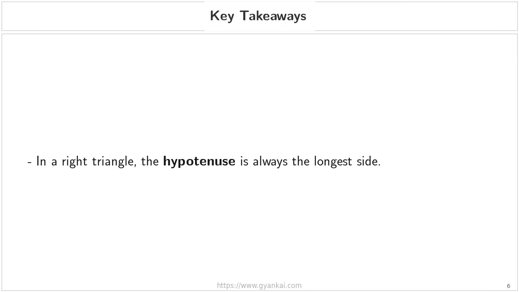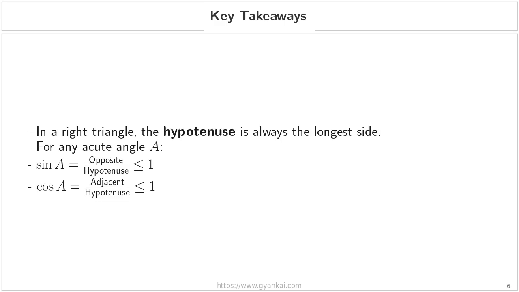Key takeaways. All right, let's bring everything together and summarize the key takeaways from today's lesson. First and foremost, remember the fundamental geometric principle we discussed at the start. In any right-angled triangle, the hypotenuse is always the longest side. This is the foundation for everything else we've learned.